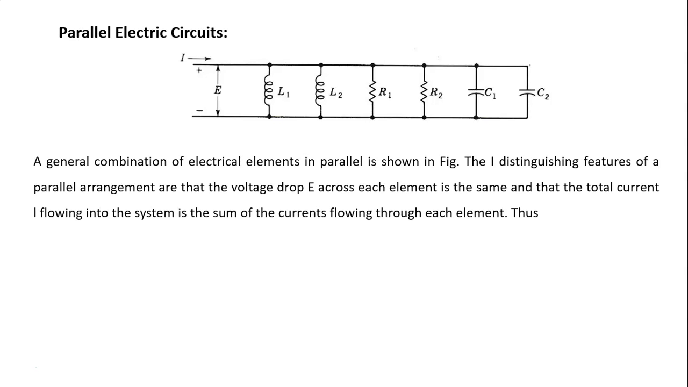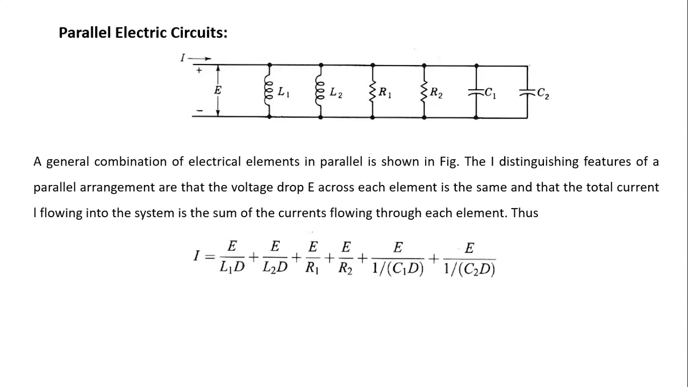Whatever I have told is written here. The distinguishing features of a parallel arrangement are that the voltage drop E across each element is the same and that the total current I flowing into the system is the sum of the individual currents flowing through each element. Thus, I is equal to E upon L1D plus E upon L2D plus E upon R1 plus E upon R2 plus E upon 1 divided by C1D plus E upon 1 divided by C2D.